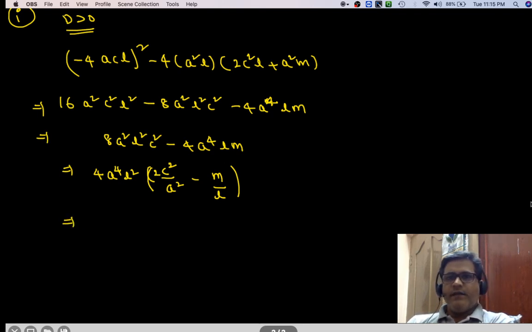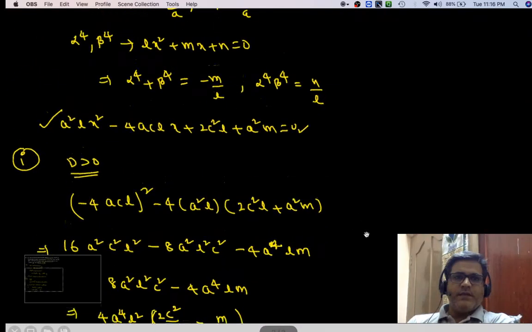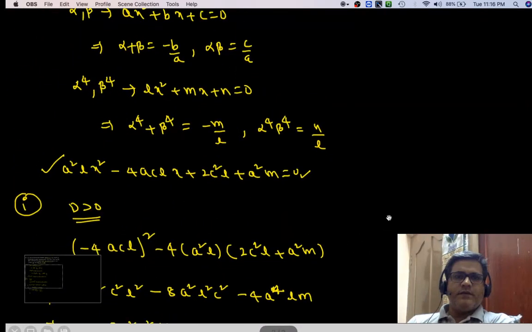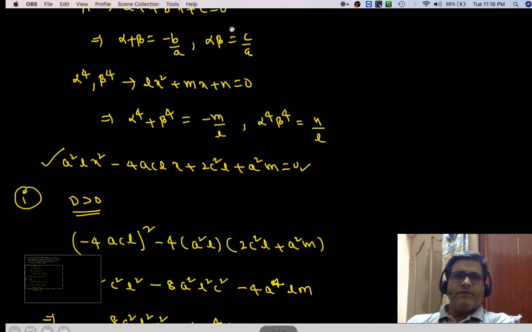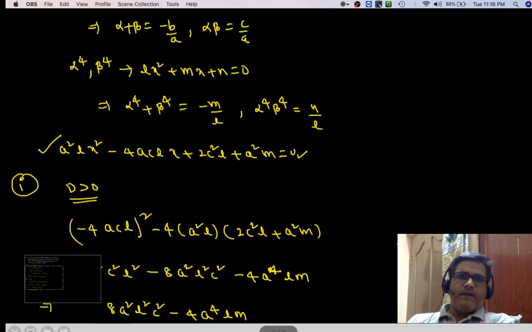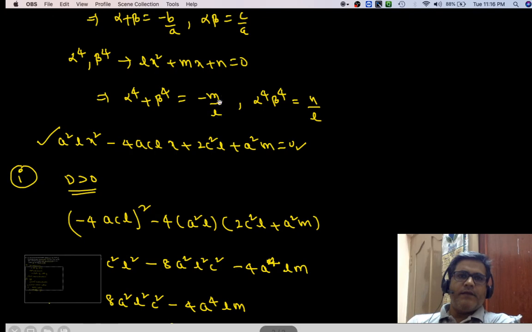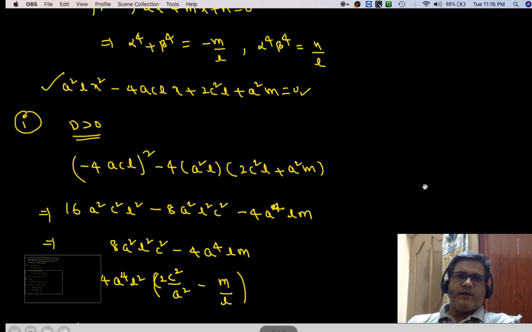So why have we taken 4a⁴l² common? If you observe, the product of the roots of the first quadratic, αβ, is c/a, therefore here c/a is there, and we can replace that with αβ. And in the second term, if you observe, m/l is the negative of the sum of the roots of the second quadratic.